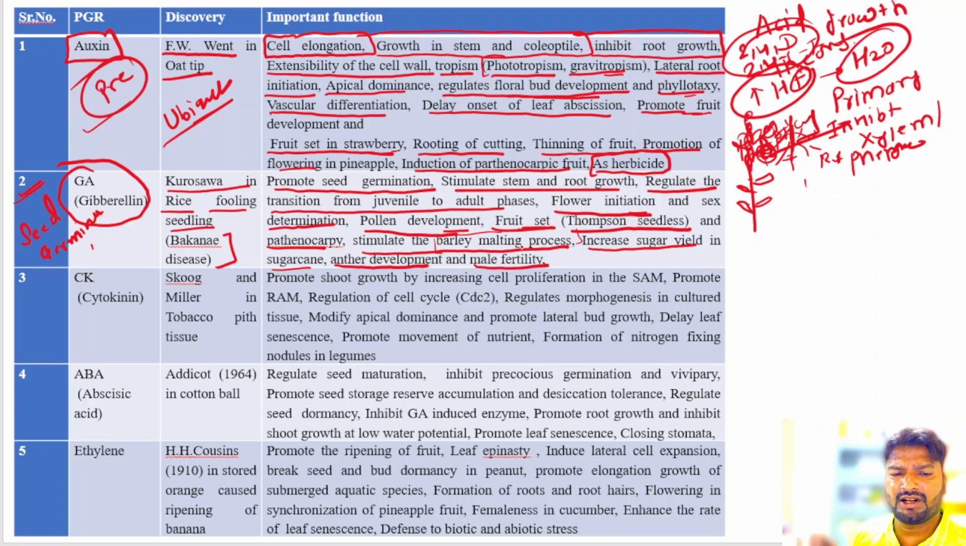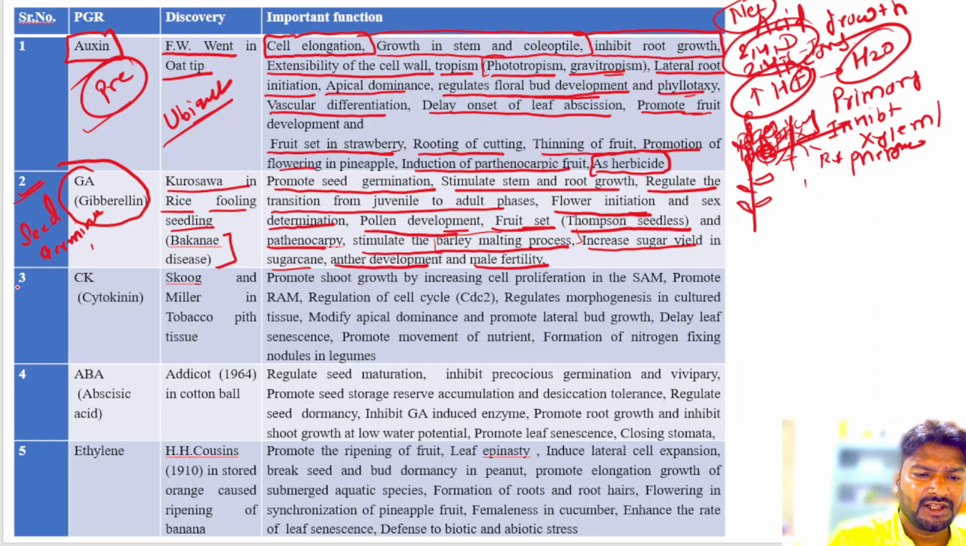So these are the important functions: promote seed germination, regulate stem and root growth, regulate the transition from the juvenile to the adult phase, and flower initiation, sex determination, pollen development, fruit set, Thompson Seedless variety, and parthenocarpy, stimulate the barley malting process, increase the sugar yield in sugarcane, anther development, and male flowers. So this table is very important for your NET exam. In your NET exam, 4 to 5 or 8 to 10 questions will always come from this table.